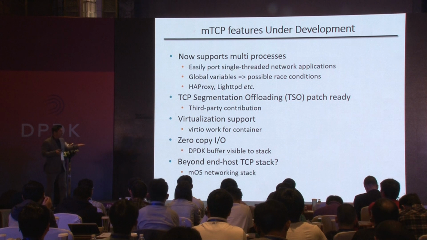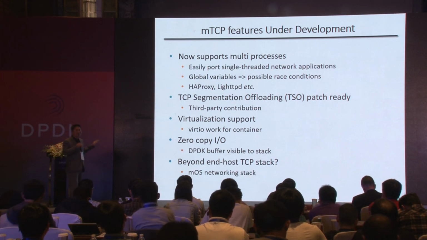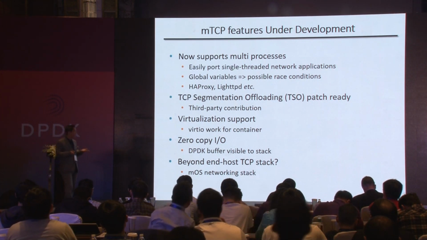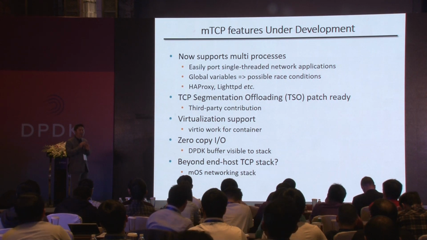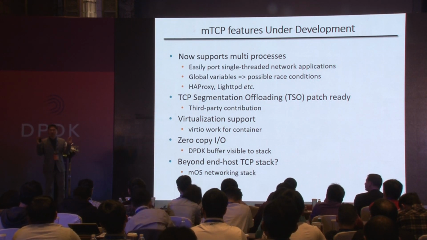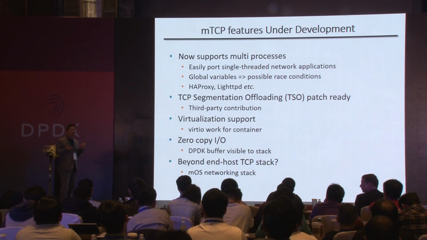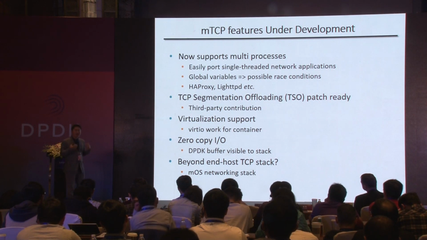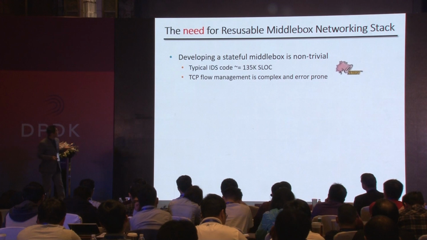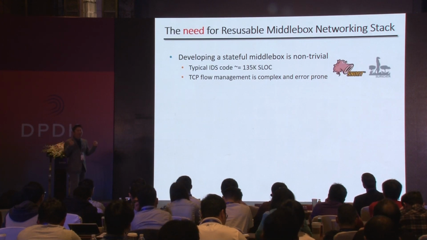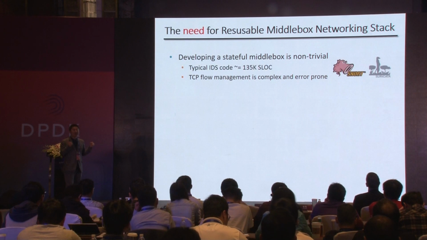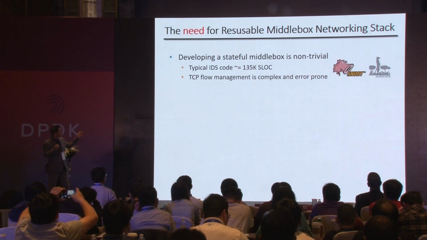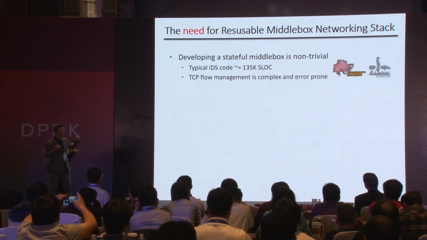And then I'm going to talk a little bit about what we are currently working on. Beyond mTCP, the TCP stack, we are working on a network stack for middleboxes. Is there anyone who is working on middleboxes, like DPI, a stateful firewall, stateful NAT, et cetera? We argue that there has to be a nice networking API for these middleboxes. In order to build an IDS, it requires lots of source code, more than 100,000 lines of code.